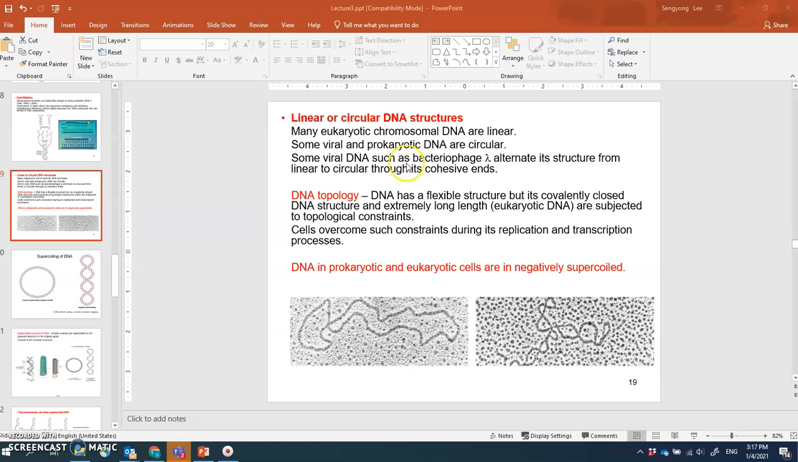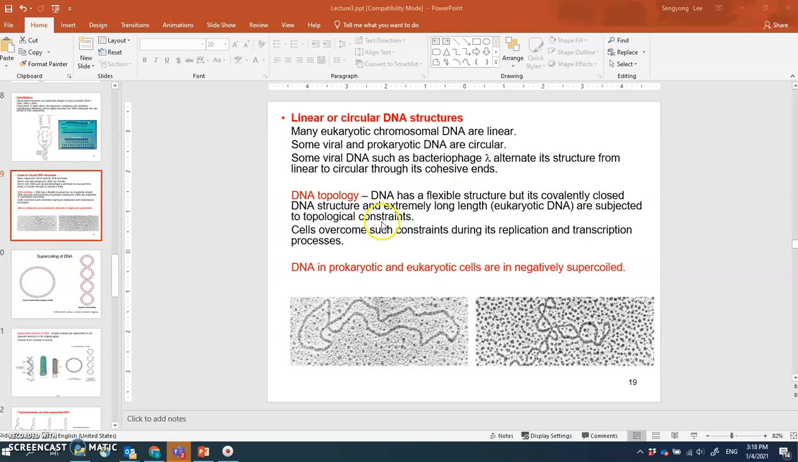But if you look at prokaryotic chromosomal DNA molecules, they are not linear. They exist as a circular DNA form, just like this. You cannot find one end and the other end. They are connected together, so it's a circle. So many eukaryotic chromosomal DNAs are linear, but prokaryotic DNA exists as a circular form. Viral DNAs are unique: some may be linear, some circular, and linear can be changed into circular form if they have cohesive ends. It varies depending on what living system you're looking at.